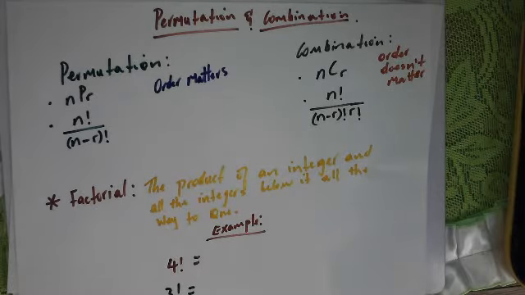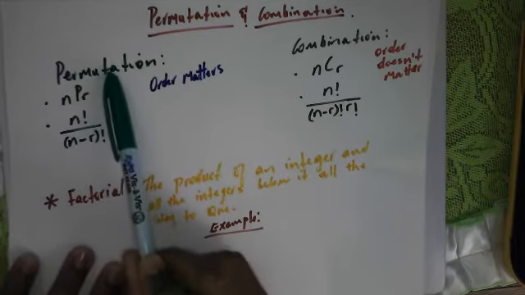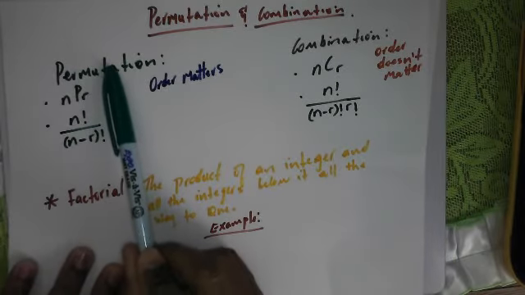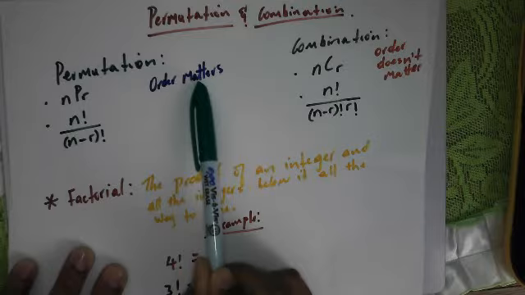This video is about permutation and combination, what they are, how we calculate them, and how we determine which we use in a particular question or scenario. Alright, first let's look at what they are. Permutation, the key thing about permutation is that order matters.